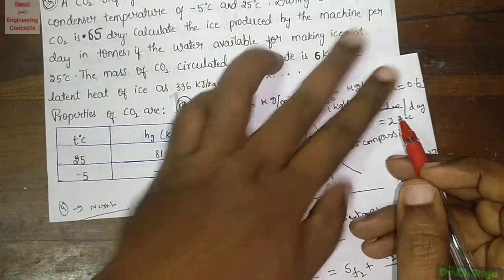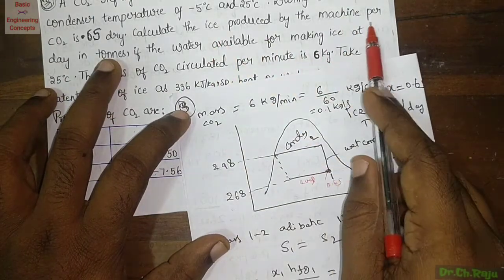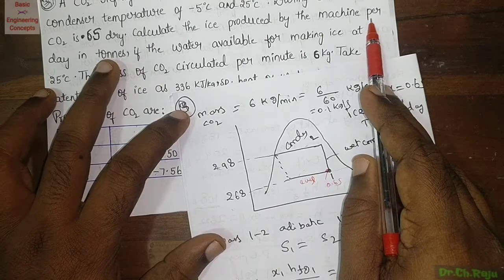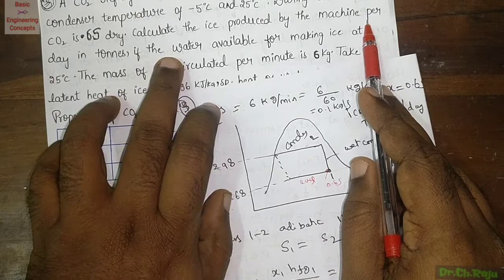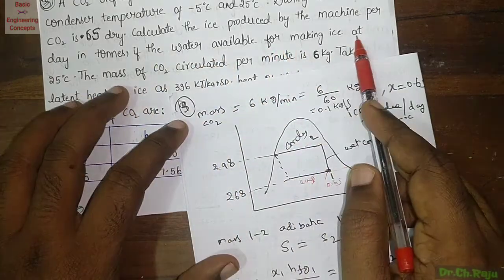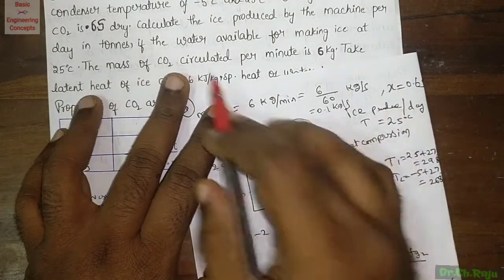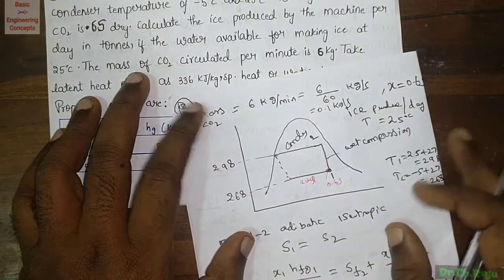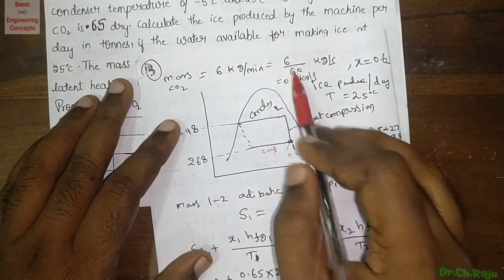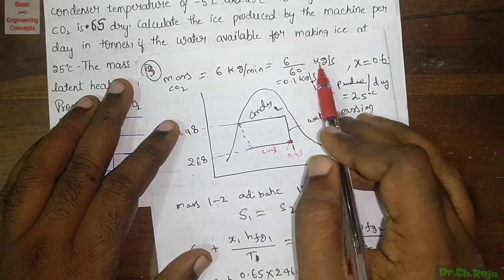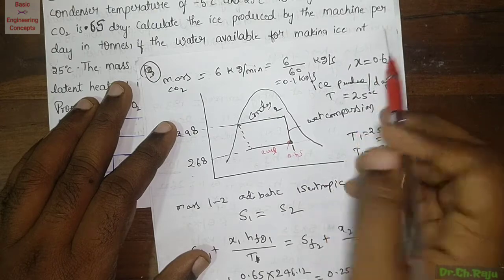Calculate the ice produced per machine per day in tons. So here it is asked to calculate the amount of ice produced in one day in tons, that is in 1000 kgs, if the water sent to the refrigeration plant is at 25 degrees. The mass is given, that is 6 kg per minute, which should be converted into 6 by 60, that is 0.1 kg per second. Here x is also 0.65.